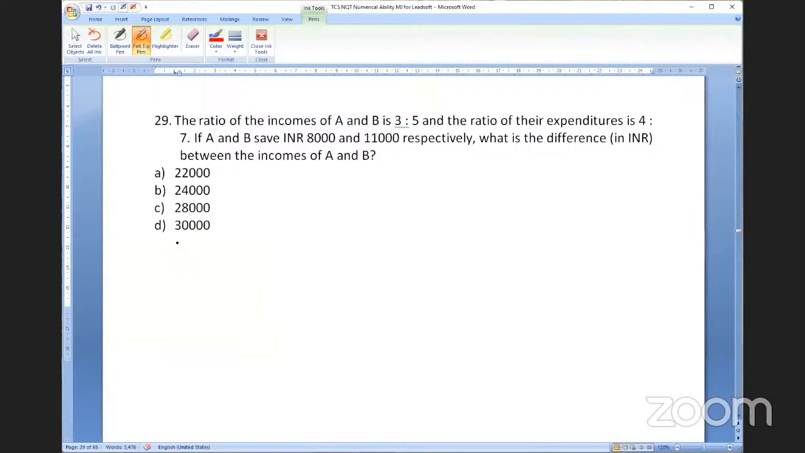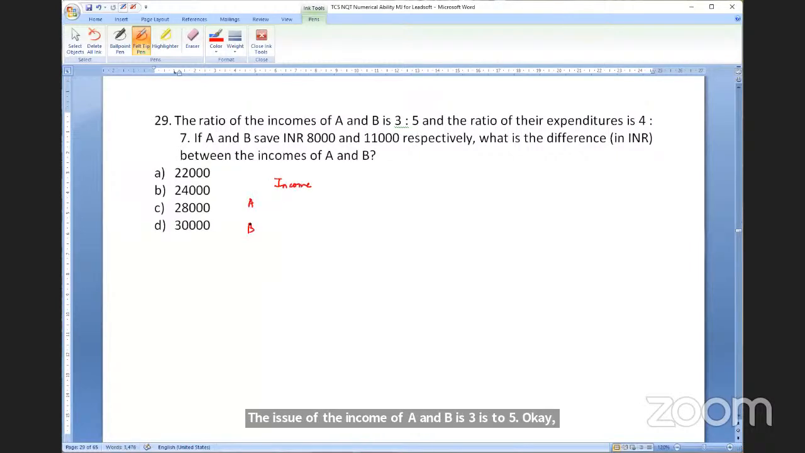Okay, let's see what we have. The ratio of the income of A and B is 3:5. Okay, income of A and B in the ratio 3:5, that means income is 3x and 5x. And the ratio of expenditure is 4:7. Let's take up some other variable, 4y and 7y.